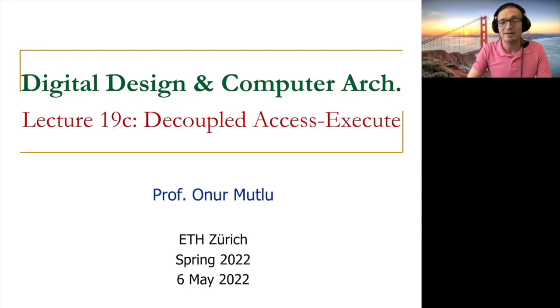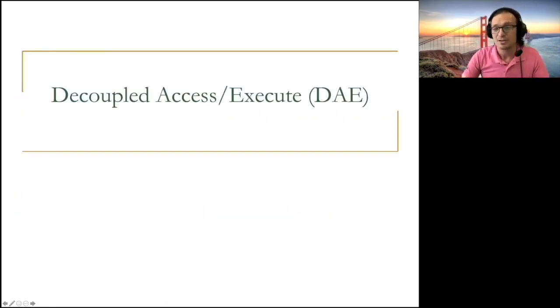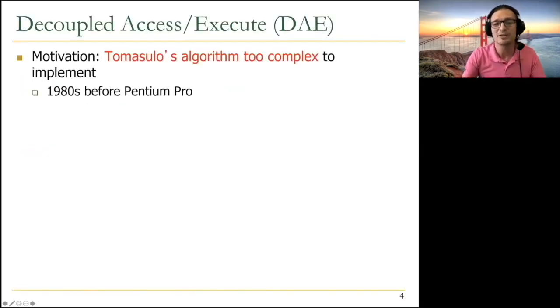So let me quickly cover the basic idea, and then next week, we're going to talk about SIMD and GPUs. The basic idea of decoupled access and execute is actually very simple. But before we go into it, let's talk about the motivation. The motivation was that Tomasulo's algorithm is too complex to implement. This was the 1980s, before Pentium Pro. Nobody implemented it, and people suggested that we don't want this much complexity in the systems.